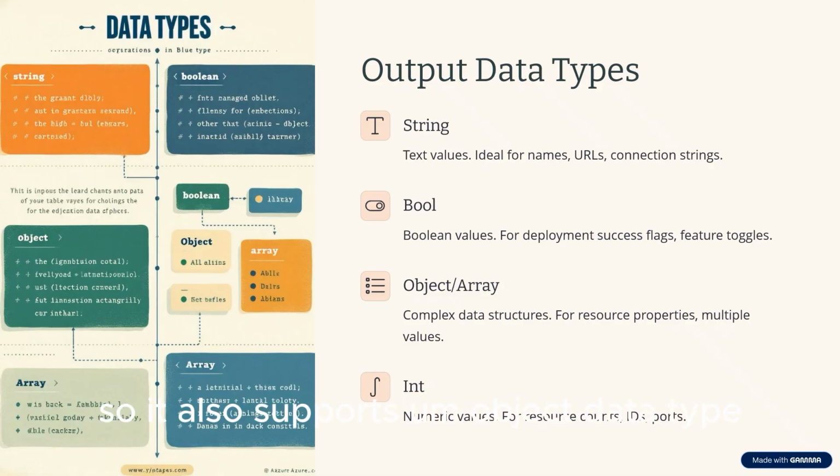It also supports the object data type and the array data type, which are more like complex data structures for resource properties and multiple values. It also supports the integer data type, which are normally numerical values such as resource counts, IDs, port numbers, and things like that.